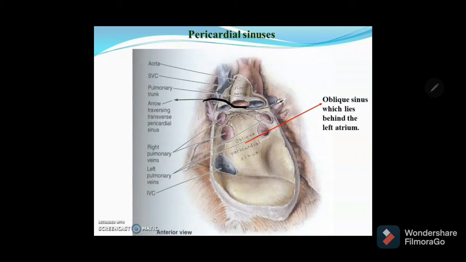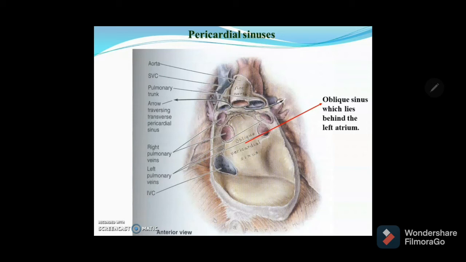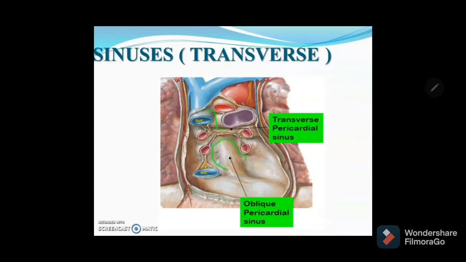You can see here, this is the transverse sinus here, oblique sinus will be here. Okay, so you can notice the right atrium, the left atrium is here, right ventricle and left ventricle will be here. So oblique sinus is here, behind and below the left atrium, and it lies between the two pairs of the pulmonary veins. So this is about the pericardial sinuses. Again, you can see there in this one more picture depicting the sinuses, transverse and oblique.